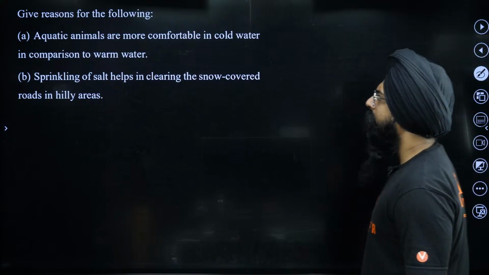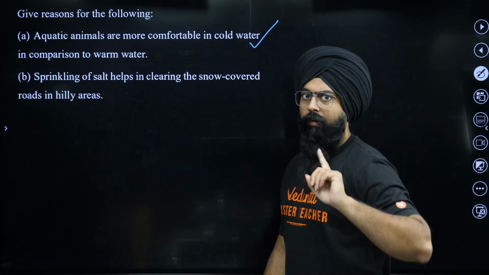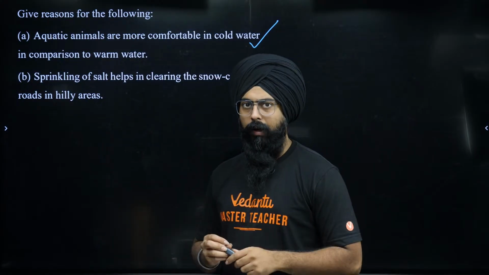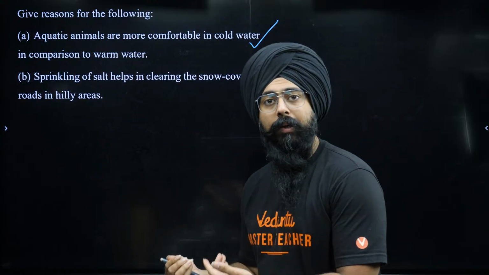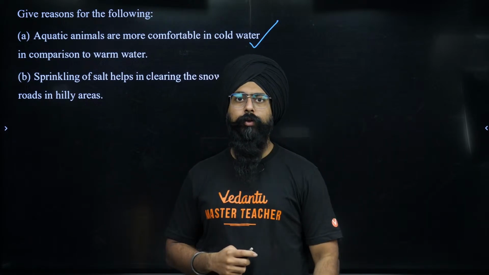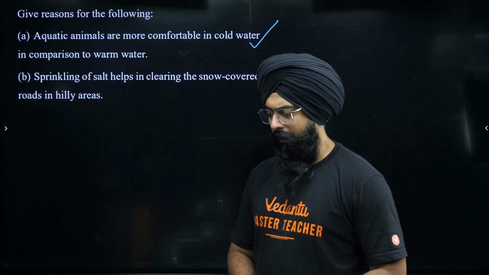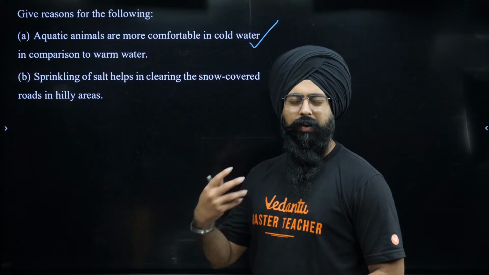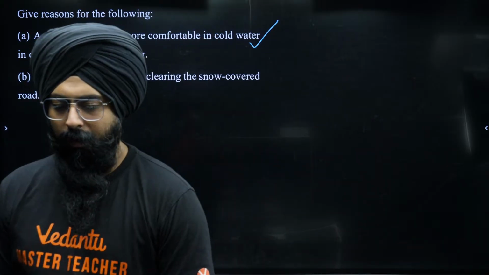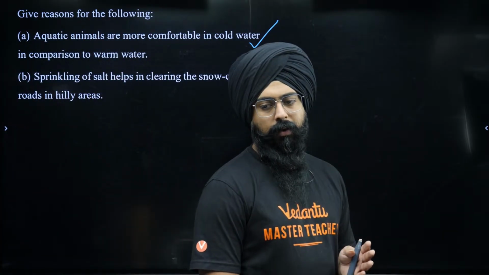Next, board level question. Aquatic animals are more comfortable in cold water in comparison to warm water. Now we understand, because at lower temperature, more oxygen is dissolved inside water, so they can breathe well. This is why global warming is bad for aquatic life also. Aquatic life survives better at colder temperatures. In the last 10 years or so, because of human activities, more than 60% of aquatic life was killed.